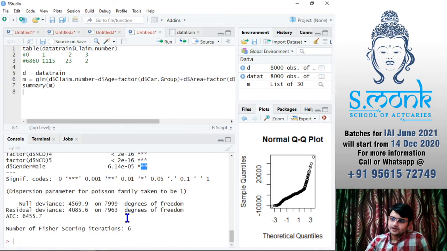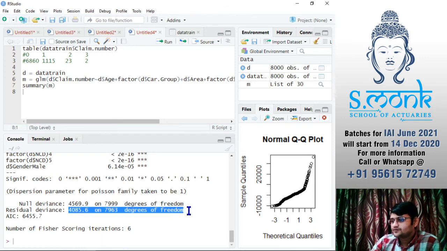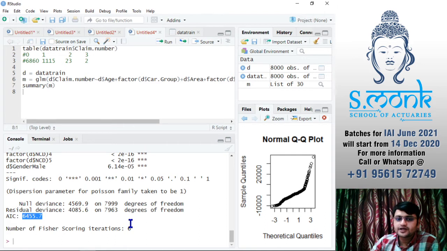Then if you are trying to figure out whether this is a good model or not, for that you have your null deviance and degrees of freedom. This is actually for the constant model, that means where you are assuming y is just a constant. This is for this particular model, you can see degrees of freedom is given to you, and this is nothing but the AIC number. You can compare the AIC number, lower the AIC number, better the model.